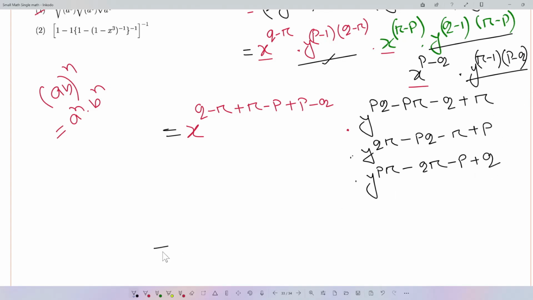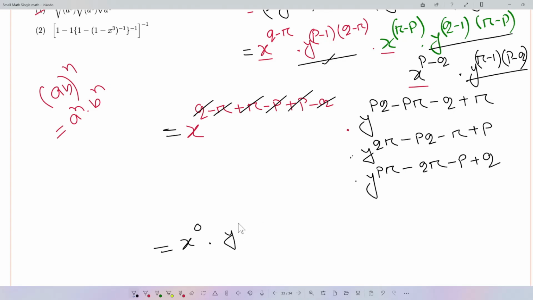Okay, now let's see what is happening in here. Here is q and here is minus q, so we can deduct. Minus r plus r also deduct, minus p plus p can be deducted. So x to the power 0 times y, and now everything will be added because y to the power something, y to the power something and y to the power something. Once multiplying, the base is y, so the powers will be added.